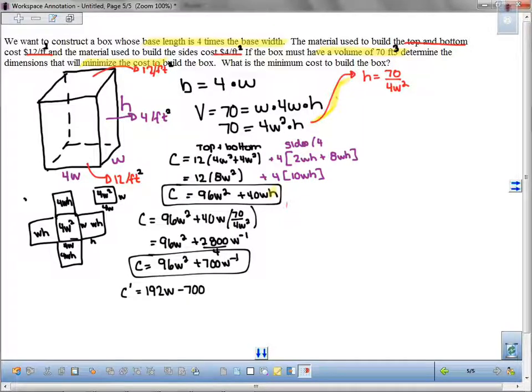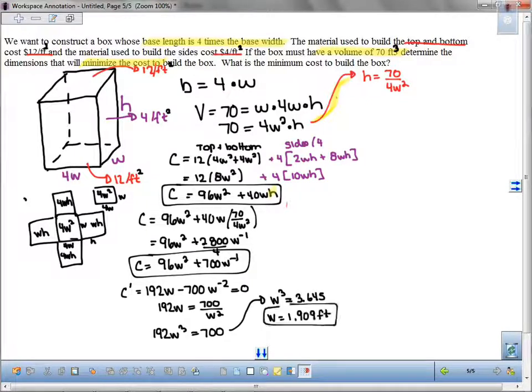So if I take the derivative, I'm going to have 192W minus 700W to the negative 2. Set it equal to 0. So you guys like to move it to the other side and cross multiply, so that's what I'm going to go ahead and do. So I get the width is going to be 1.909 feet.